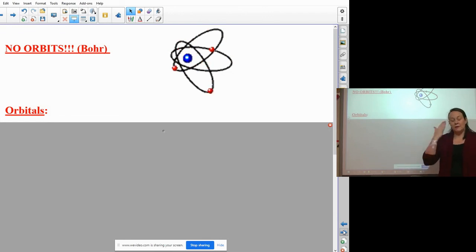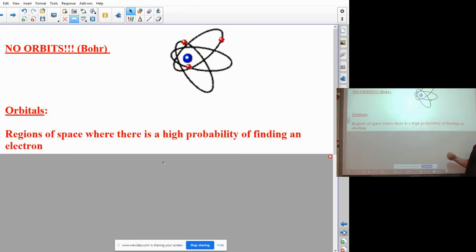I think they were giving a nod to Bohr, saying you weren't completely wrong, because he's still going to be right about the low energy close to the nucleus, high energy further away. So he's going to be a little bit correct on that. But these predictable paths, we don't know where electrons are. We just know where they probably are. And so that's called an orbital. An orbital is a region of space where there is a high probability of finding an electron.